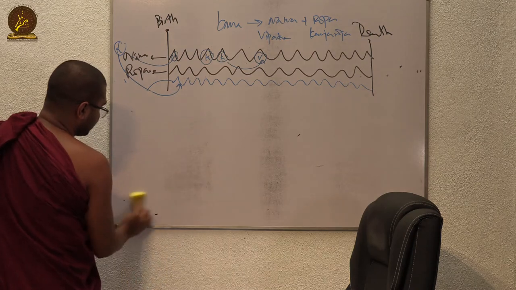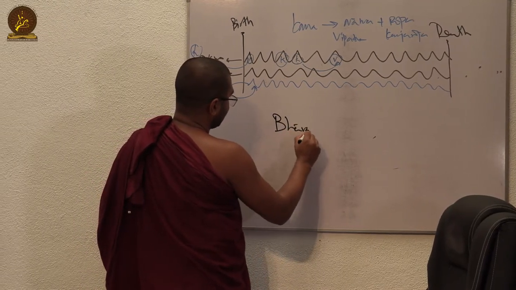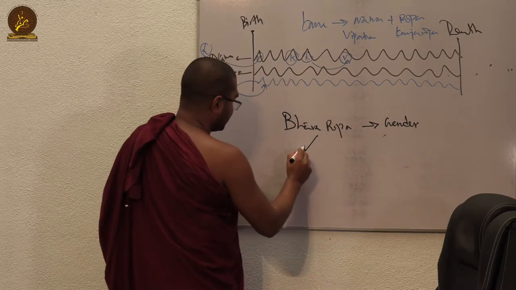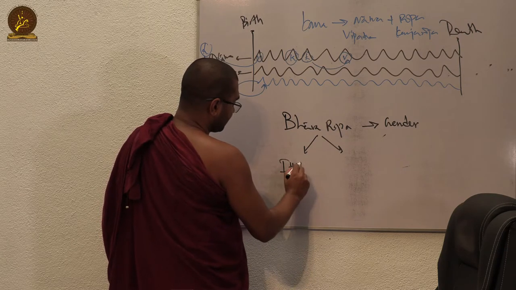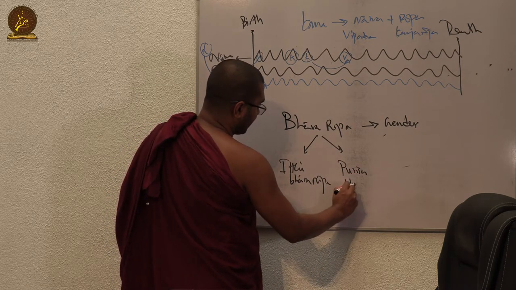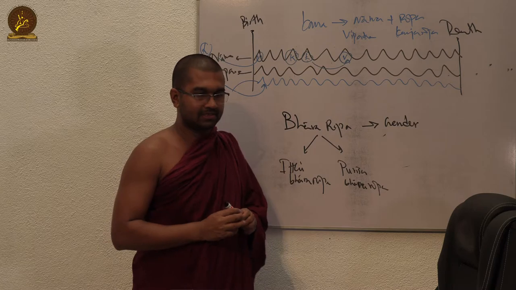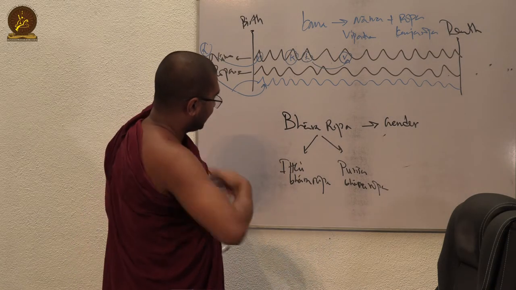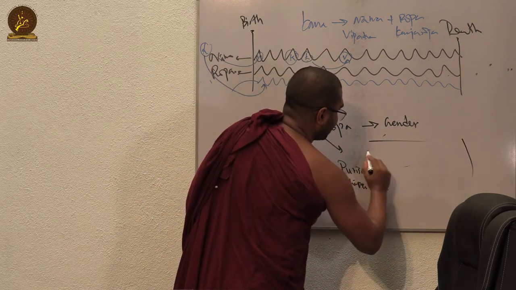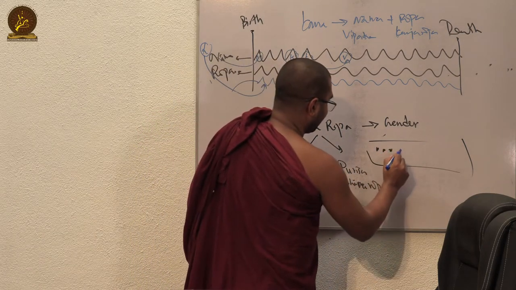So according to Theravada teachings, gender is designed by a rupa called Bhava Rupa. This Bhava Rupa is twofold: Itthi Bhava Rupa and Pum Bhava Rupa, Purisa Bhava Rupa. Right? So only one person can have one type of Bhava Rupa, not both. So Soraya first had the Purisa Bhava Rupa in this life, and then due to his karma, he started to get a different Bhava Rupa, Itthi Bhava Rupa.